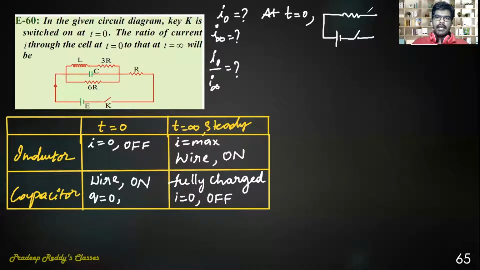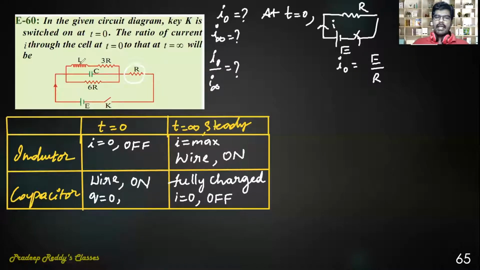And this is only R and it is E. Current passing in this is I0 is equal to E divided by R, because the capacitor will act as a wire at time t is equal to 0. Therefore, the capacitor is replaced with a wire. When the capacitor is connected as a wire, this 6R resistance is shorted. 6R resistance does not work because it is shorted. Only R, capital R value, only this resistor will remain in the circuit.